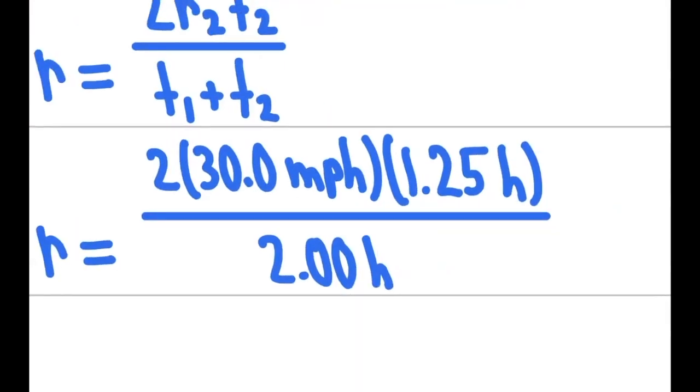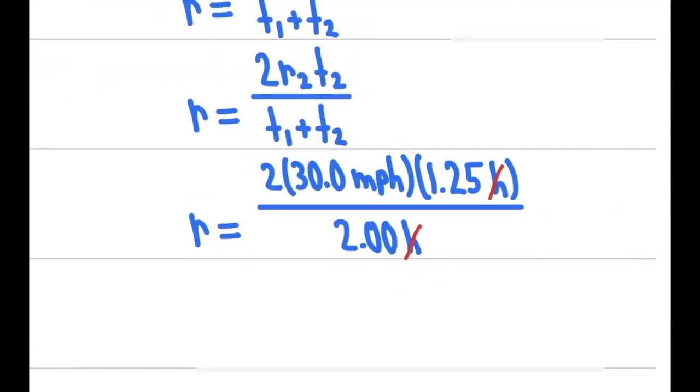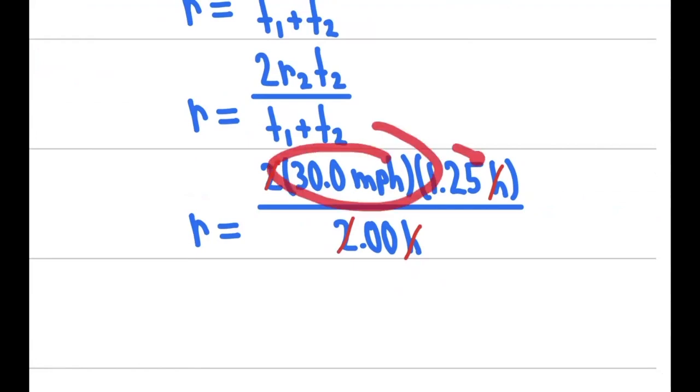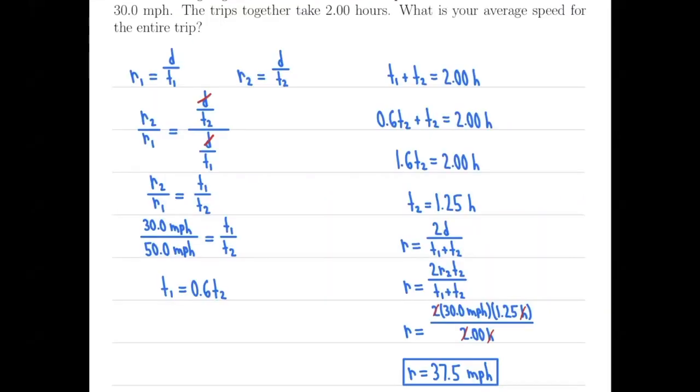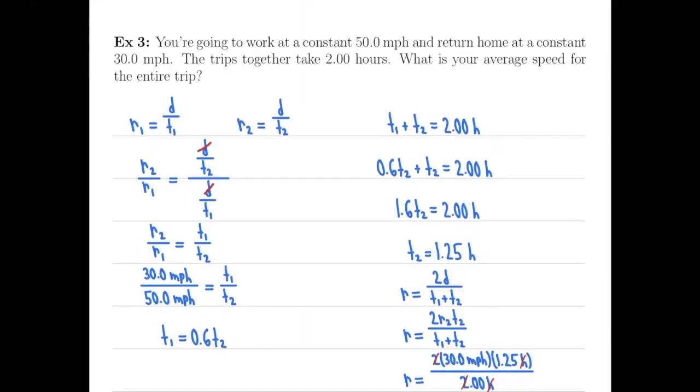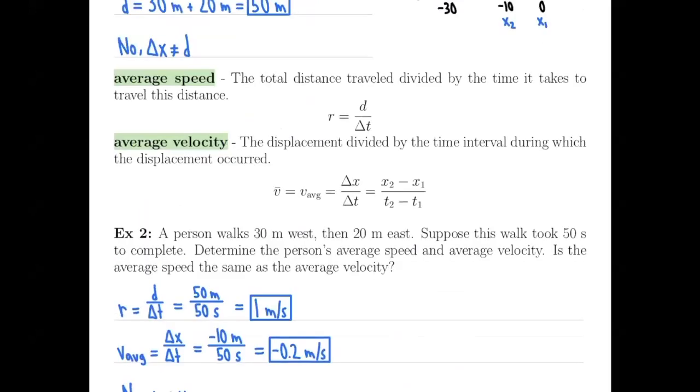So you can see the hours cancel, and you're just left with miles per hour for the units, which is good because we're dealing with average speed. And also the 2's here cancel. So it's just really 30 times 1.25, which is 37.5. Like I said, since we can't just take the average because the time to go to work is different from the time to go home, we have to revert back to our definition of average speed.